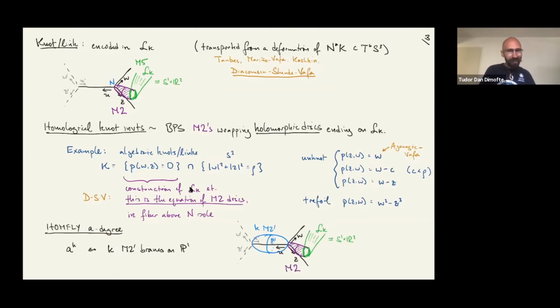Okay, and then I'll say the final thing about A degree. So to get higher A degrees in HOMFLY homology, which splits by A degree, there's an additional thing one can do, which is to add extra M2 branes wrapping the compact P1. And so if you want the A to the K part, if you want to categorify the A to the K part of the HOMFLY polynomial, you add K extra M2 branes wrapping that compact P1.